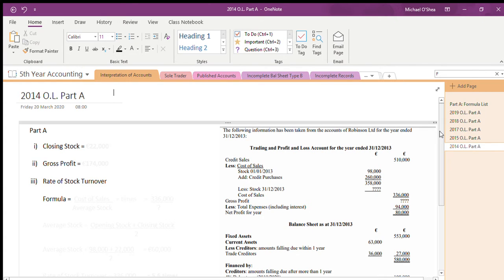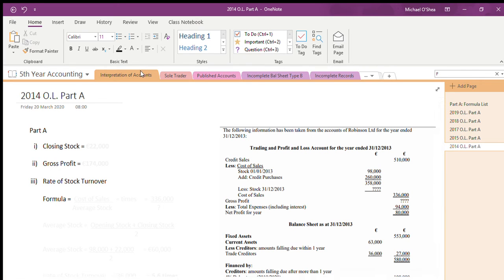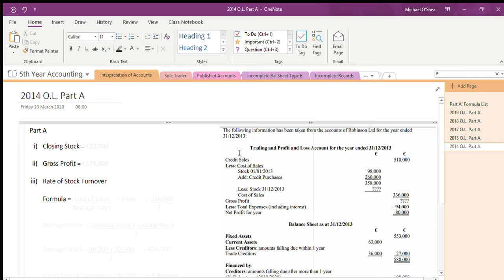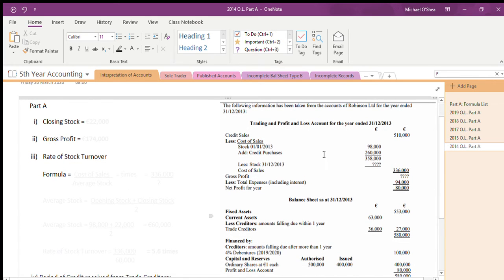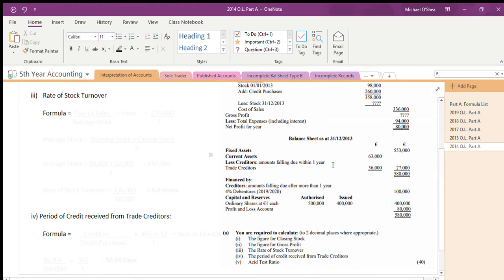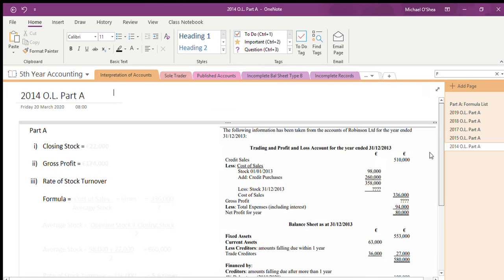This is the 2014 ordinary level question for interpretation of accounts. So we'll correct the 2014 one first. It's Robinson Limited. This again is our trading profit and loss, and this is our balance sheet. What we're required to do, the first one is the figure for closing stock. Nice and easy. Closing stock is here.